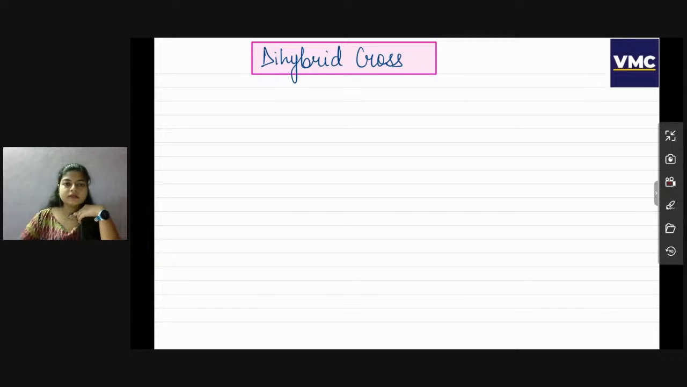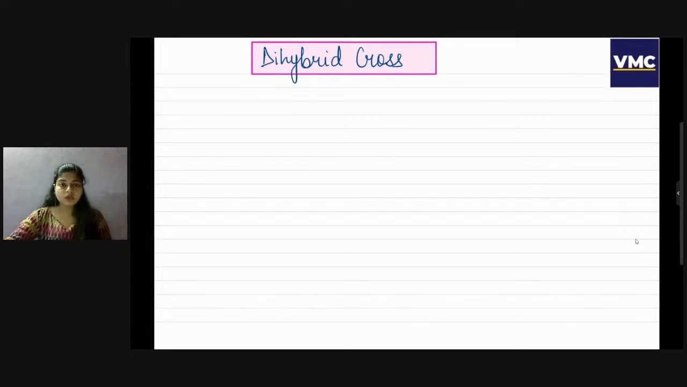तो हम heredity discuss कर रहे हैं. तो in the heredity we discuss what is inheritance and what are the different crosses. Okay, the father of genetics we discussed, it was Gregor Mendel, and today we are continuing with the heredity, that is dihybrid cross.